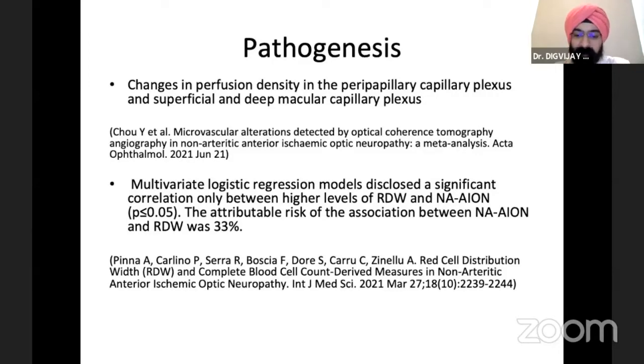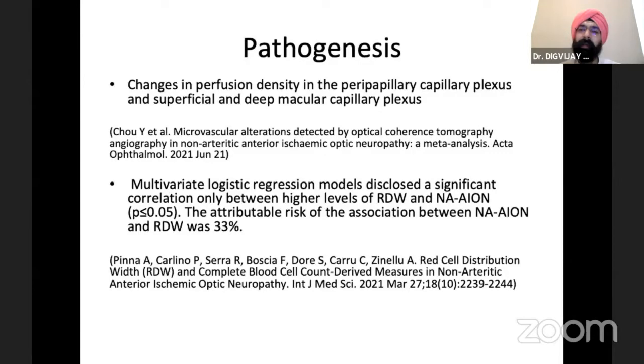Apart from that, we are also realizing that one of the factors we definitely looked at was inflammatory changes, ESR and CRP, for the arteritic eye. But now for NAION, red cell distribution width is a factor which has been shown to have an association in up to about 33% of cases. And again, as of now, we don't yet know the implications. This has just been coming out, and people have found that there is an association with erythropoietin levels as well in the past.